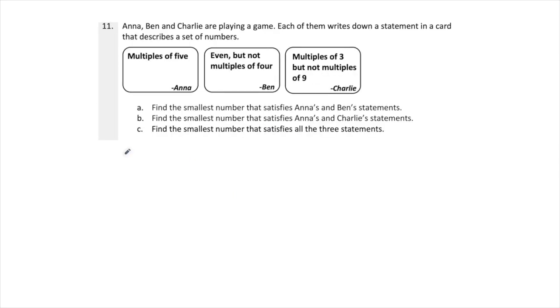For this problem, we have to find numbers that satisfy the statements. For part A, we have to find the smallest number that is a multiple of 5 and is even but not a multiple of 4. So we can approach this problem by listing out some multiples of 5 and then testing them to see if they satisfy Ben's statement. So I'm going to list out some multiples of 5.